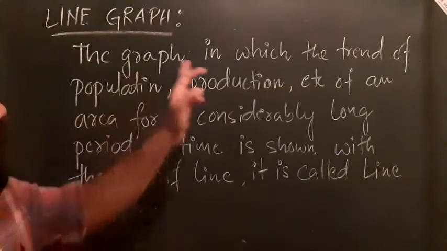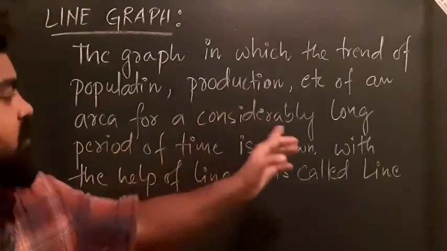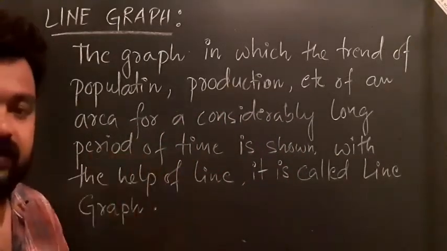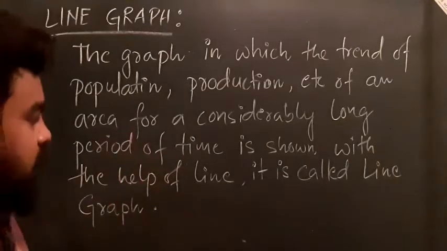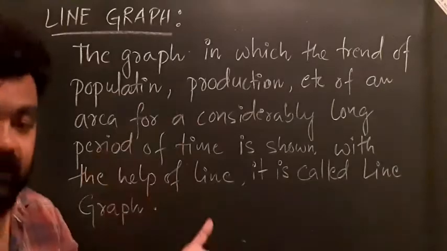So the graph in which the trend of population, production, etc. over a considerably long period of time is shown, that is, the relationship between production and time, is drawn as a line. It is called the line graph. Okay, let's see the diagram.